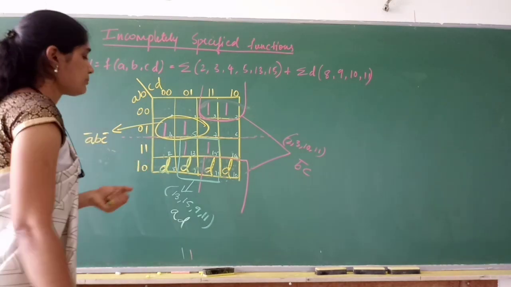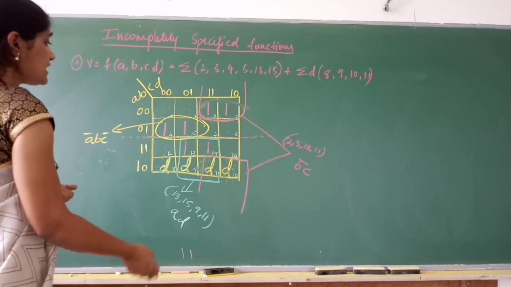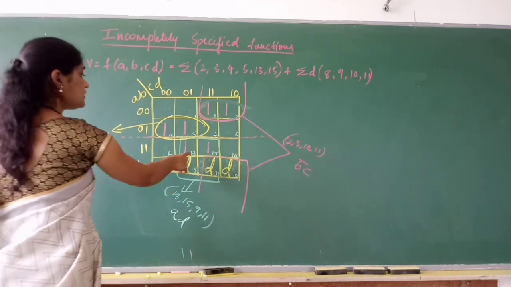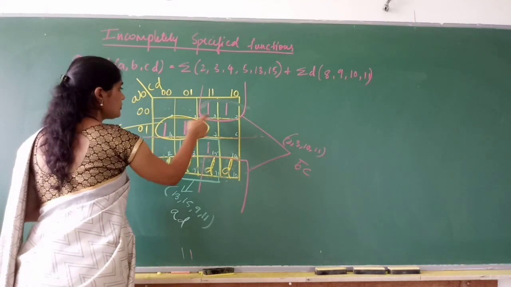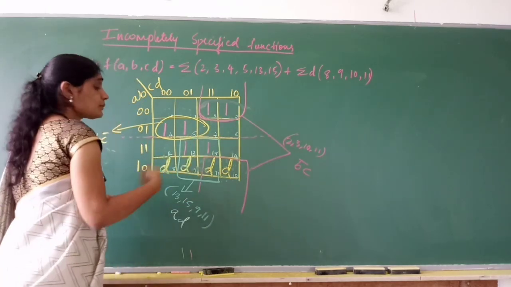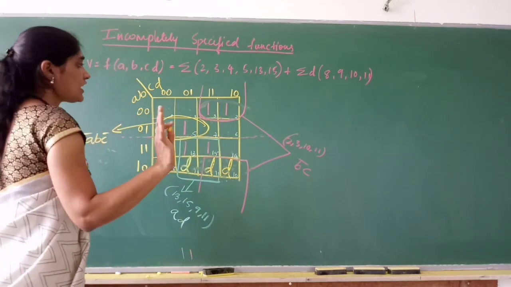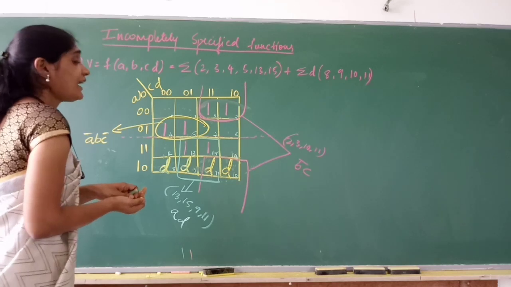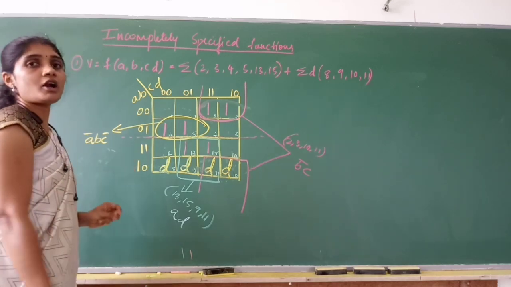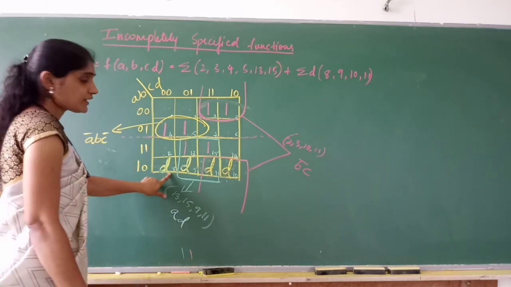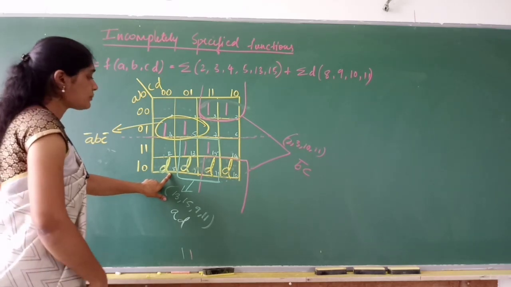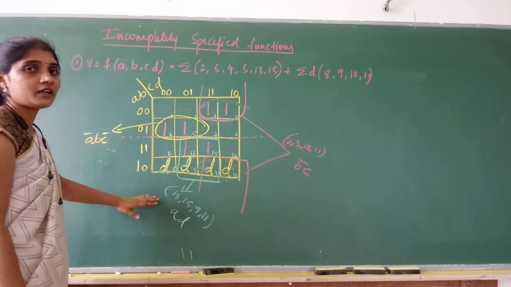Now look at the K-map after you group. Any other mean terms that are not being grouped? 13 and 15 group, 4 and 5 group, 2 and 3 group. Any other mean terms that we have not grouped? No, we have covered all the mean terms. Any other don't care terms that are not grouped? 8 is not grouped. 8 is not being used for any of the mean term grouping.